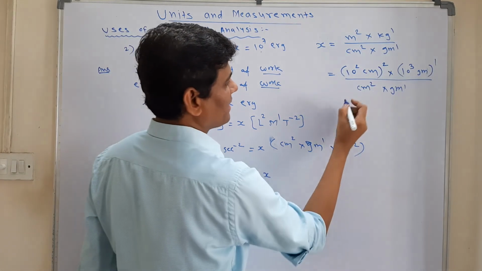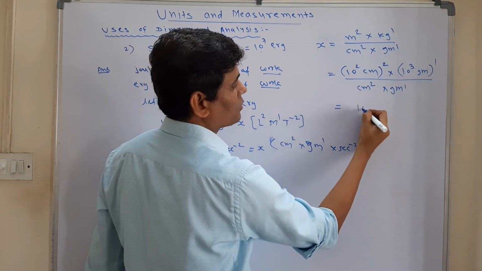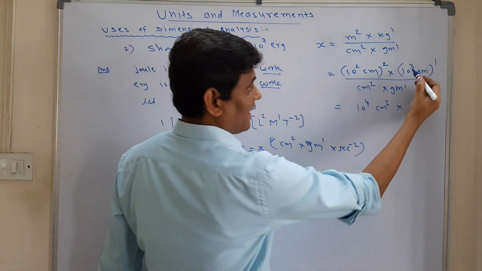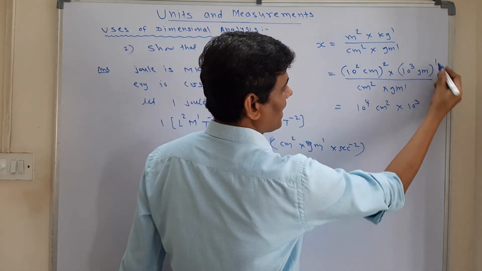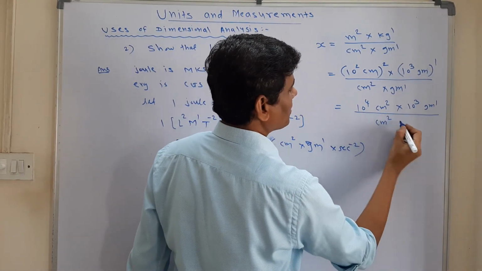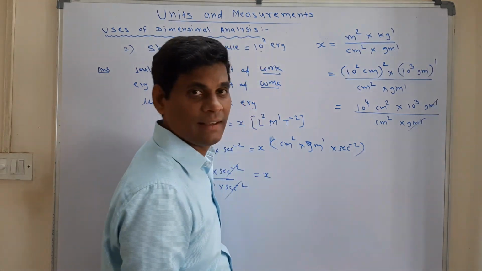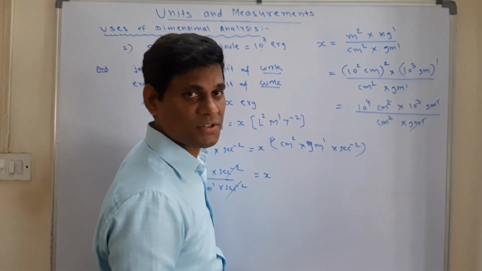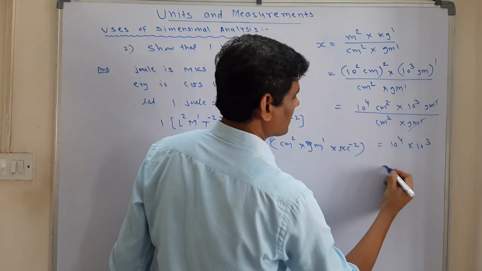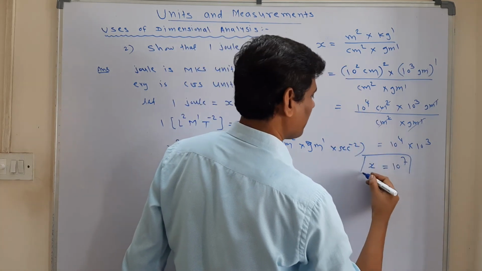Okay. Now opening the bracket. 10 raised to 2 into 2, 10 raised to 4, centimeter raised to 2. 10 raised to 3 into 1, 10 raised to 3, gram raised to 1, dividing by centimeter raised to 2, gram raised to 1. Cancelling gram raised to 1, gram raised to 1. Cancelling centimeter raised to 2. 10 raised to 4 into 10 raised to 3, that is 10 raised to 7. So x is equals to 10 raised to 7.